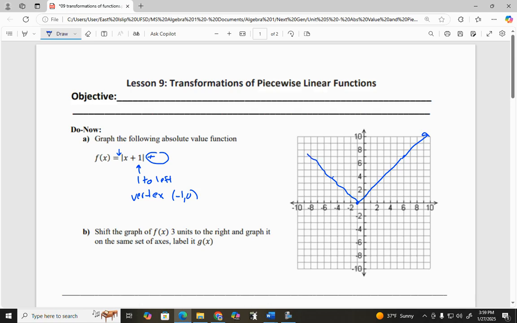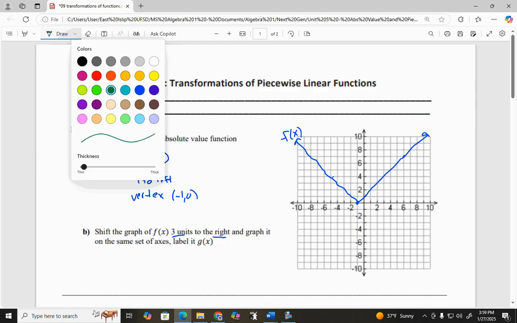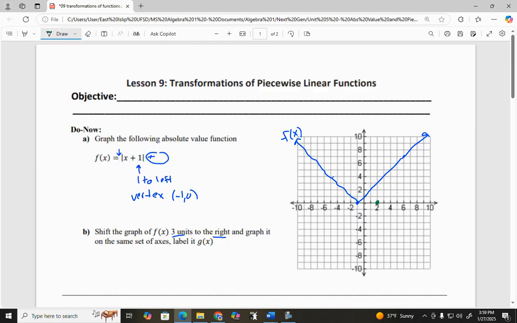Sorry, it's hard to write with this pen. And this is what f of x is. Now they're asking me to shift f of x 3 units to the right. So from where it is, if I go 3 to the right, 1, 2, 3, everything else stays the same. So the rate of change on each side is still 1 over 1. And they asked us to label it g of x.